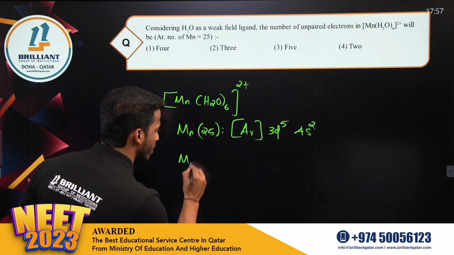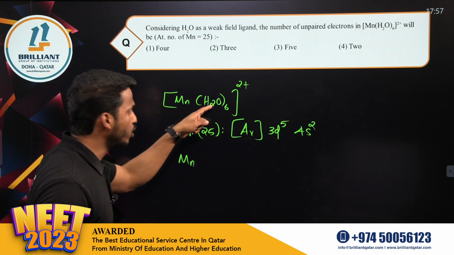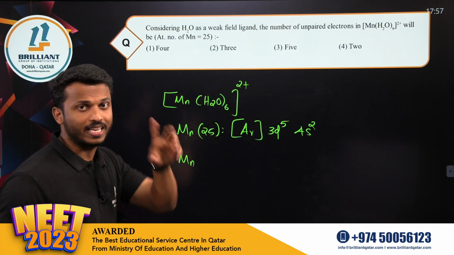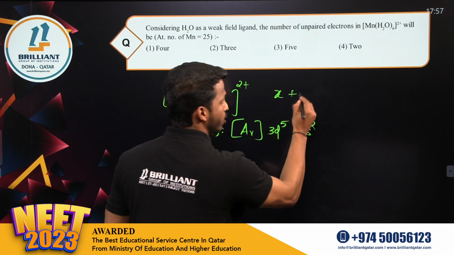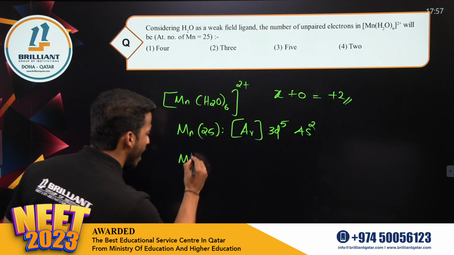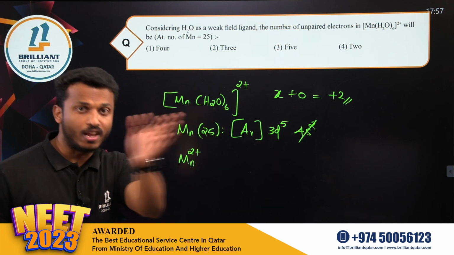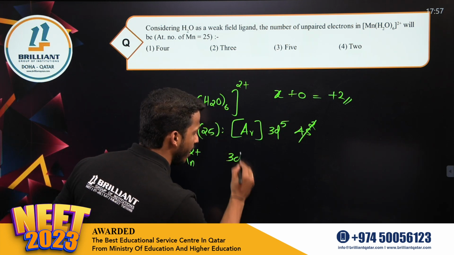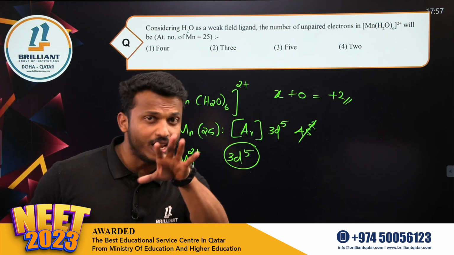Now on the complex, you can see the charge of manganese. H2O is a neutral ligand, so 2 plus is the entire charge of manganese, because the charge on the aqua ligands is 0 and the entire charge is plus 2. So what is the charge of manganese? Mn 2 plus. That means 2 electrons you can remove from 4s. What remains is 3d5.